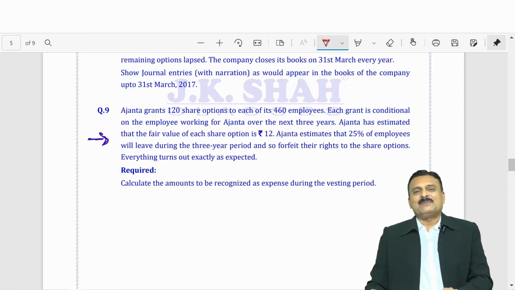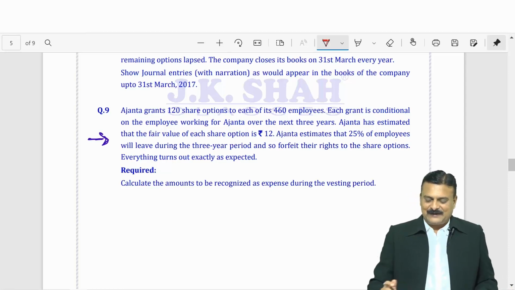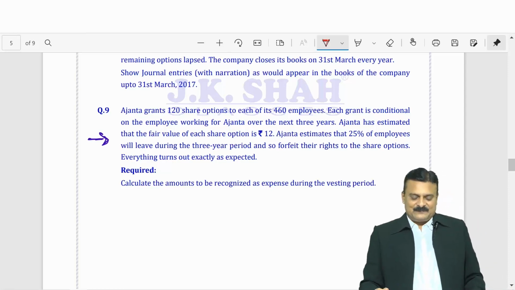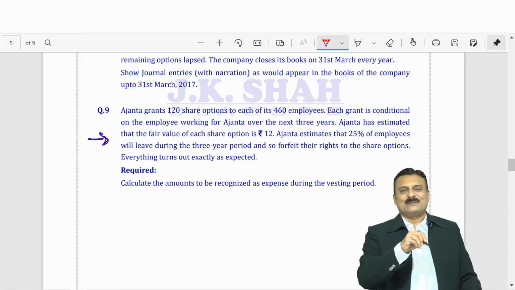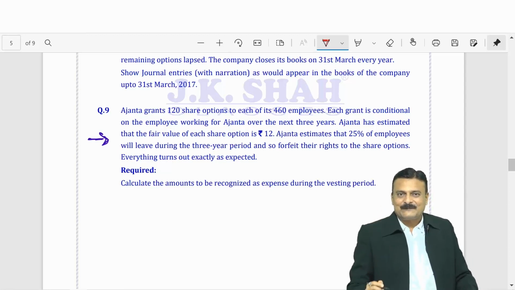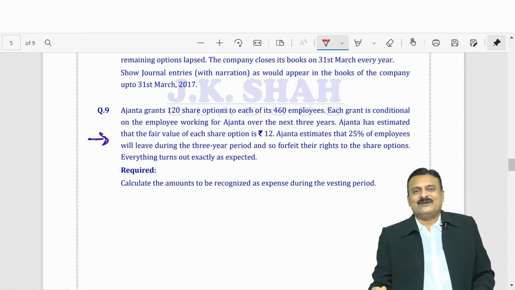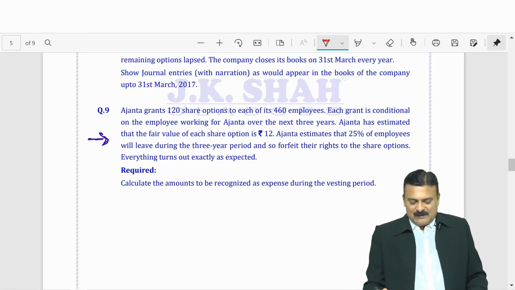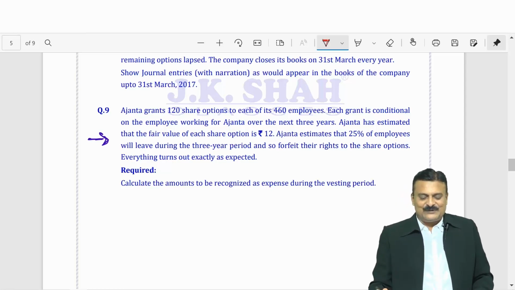Come on friends, if 25% will leave, what does it mean? Your expected expenditure will be on 75% only. And so they forfeit, forfeit means lapse, the right to share options. Everything turns out as expected. In reality also, what management expected, 25% employees left. And once they leave, they will not be entitled to ESOP. We will not be allotting them shares under ESOP because they violated the service contract. Required: calculate the amount to be recognized as expense. Recognized means recorded as expense during the vesting period.